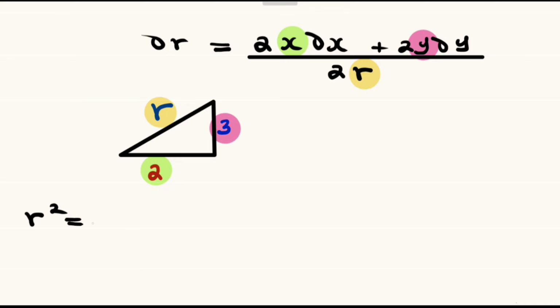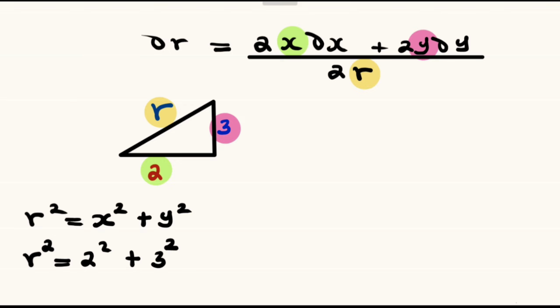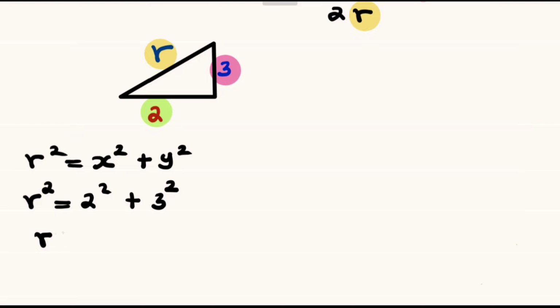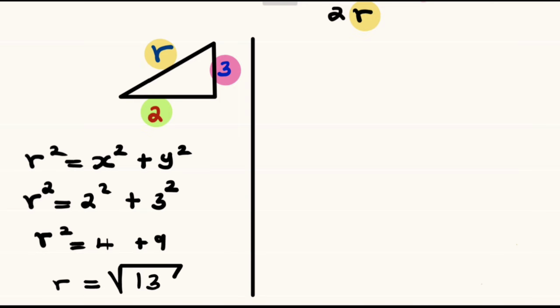So we have r squared is equal to x squared plus y squared. R squared will be equal to, in the place of the x, we substitute the 2, and in the place of the y, we substitute the 3, and r squared will be equal to 2 squared, which is equal to 4, plus 3 squared, which is 9. 4 plus 9 is equal to 13. So our r will be equal to the square root of 13. So in the place of that r, we'll substitute the square root of 13.